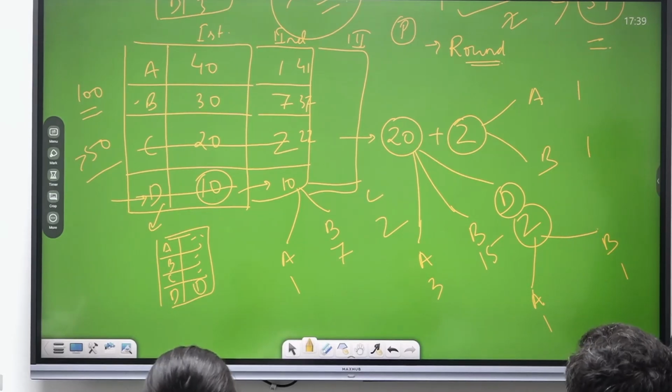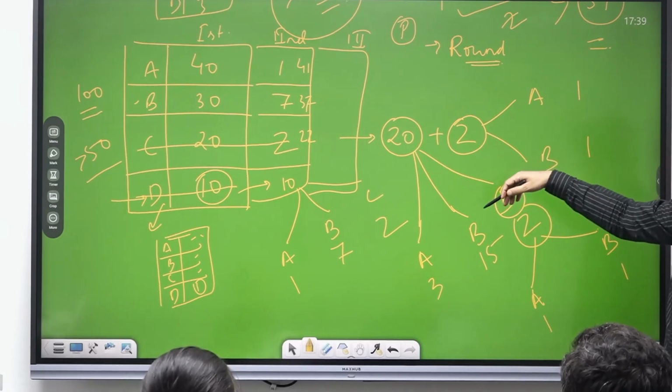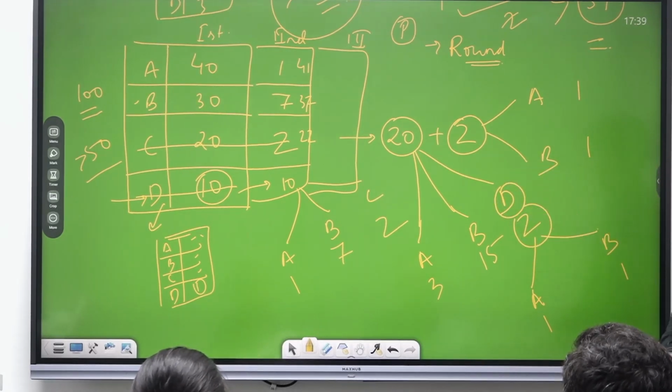Any doubt? This is the game changer. This is not there in any of the books I have read so far.